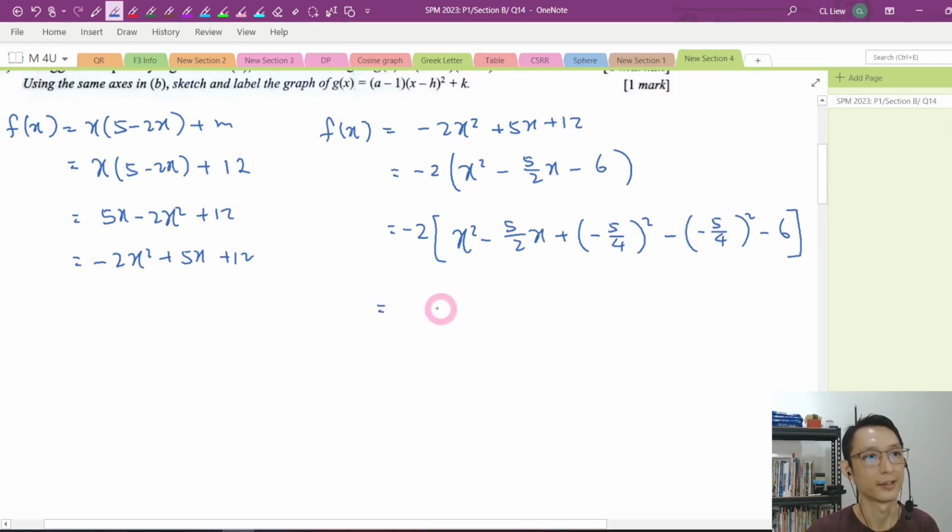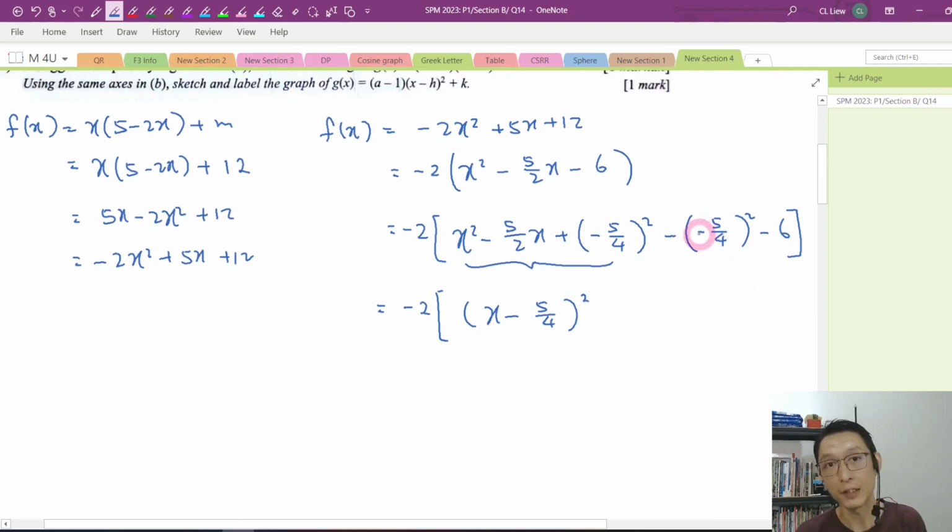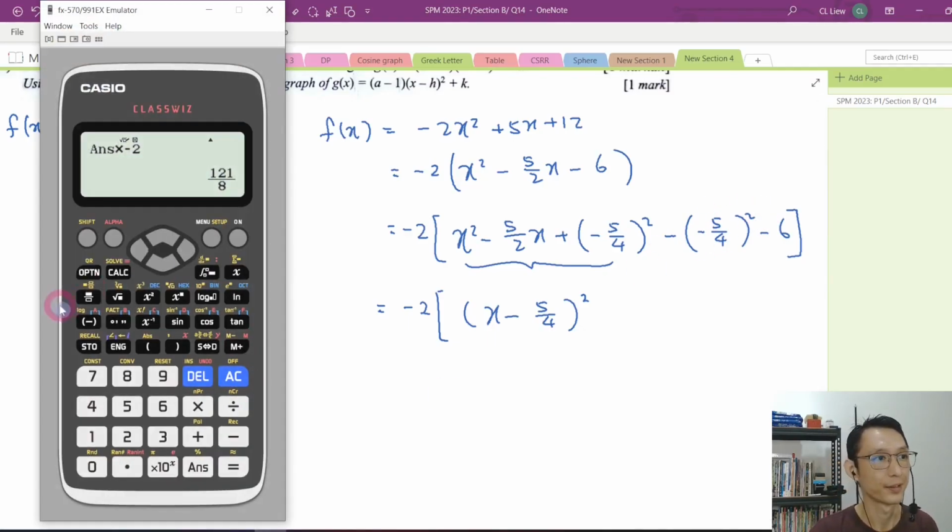Okay. Negative 2. This whole thing is actually equal to x minus 5 over 4. Okay, here you can just press your calculator, but be careful. If you have a negative here, when you square it, you actually get positive. So negative 25 over 16. 5 square, you get 25. 4 square, you get 16. Minus 6. Okay, negative 121 over 16.